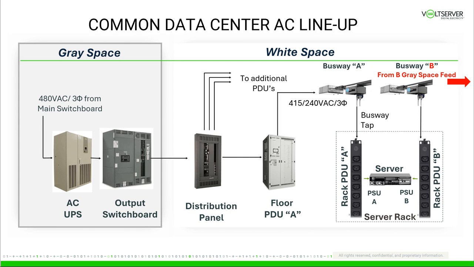So let's take a look at a standard AC 2N data center lineup. This probably looks pretty familiar to you if you work in data centers today. Maybe your lineup varies slightly, but in the gray space, you would typically have your main power entrance facility, your UPS, and your main switchboard. Sometimes there is also a static transfer switch in there. Then in the white space, you would typically have your floor distribution to the floor PDUs, and from the floor PDUs, you have busways, busway taps, and vertical server cabinet PDUs. You have this lineup for both the A and the B sides of a 2N architecture.